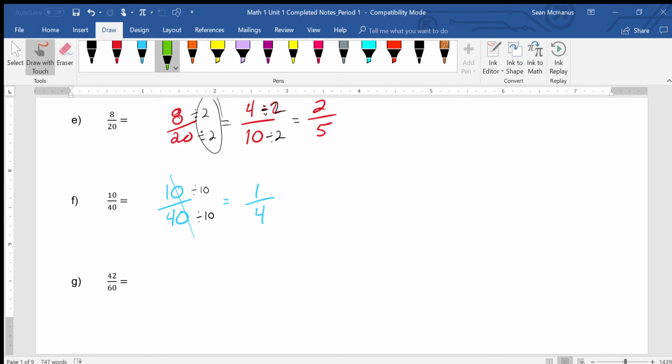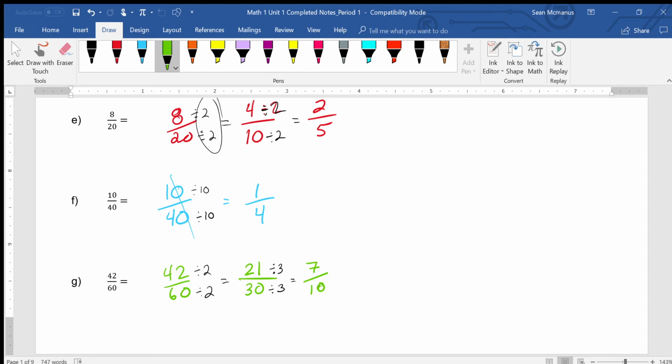And then the very last one here, 42 divided by 60. So this is a good example to show again, maybe I don't recognize anything other than they're both even numbers. So I'm going to divide by 2. 42 divided by 2 is 21, and 60 divided by 2 is 30. And here they're not both even numbers, but I do recognize that 21 is a multiple of 3, and so is 30. So 21 divided by 3 is 7, and 30 divided by 3 is 10.